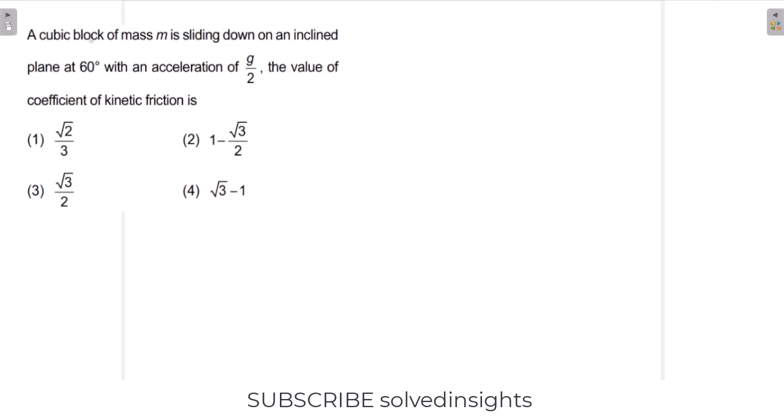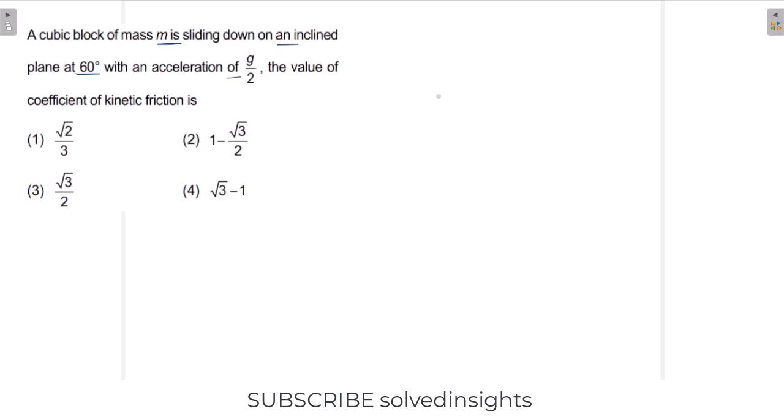A cubic block of mass m is sliding down on an inclined plane at 60 degrees with an acceleration of g by 2. The value of the coefficient of kinetic friction is? So, a block of mass m is sliding down on an inclined plane at 60 degrees with an acceleration of g by 2. Find the value of the coefficient of kinetic friction.